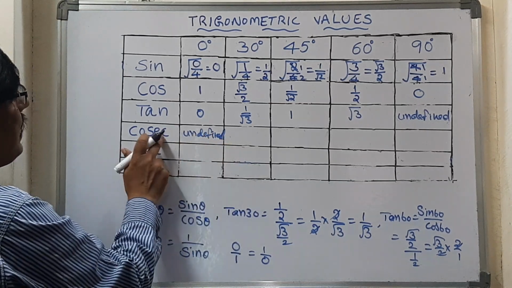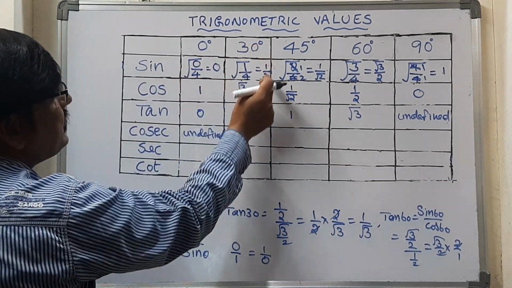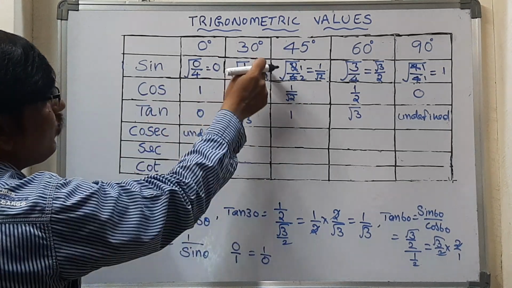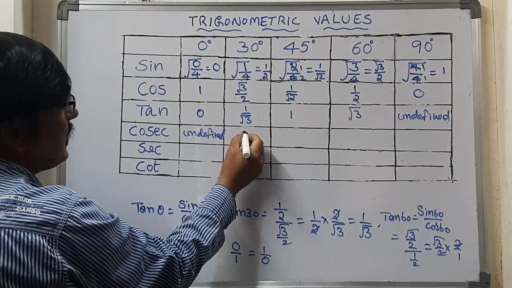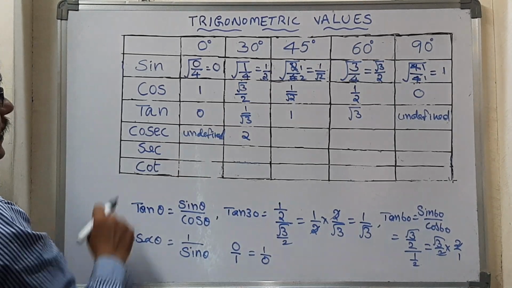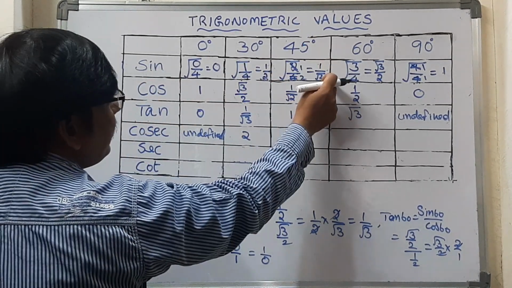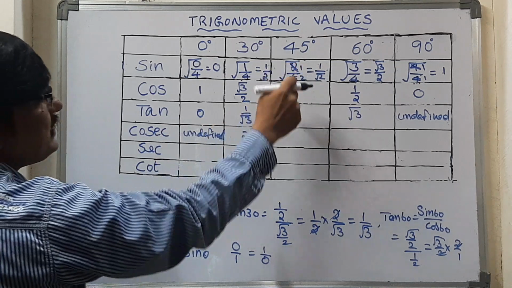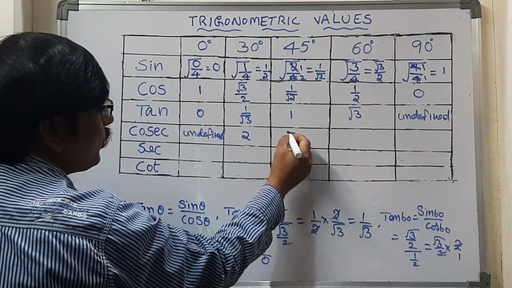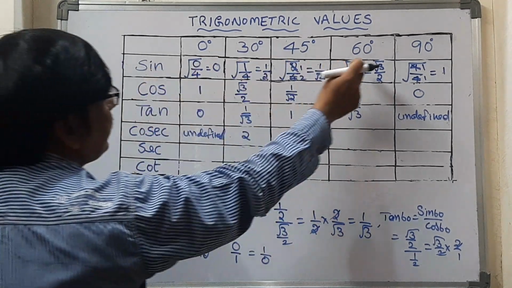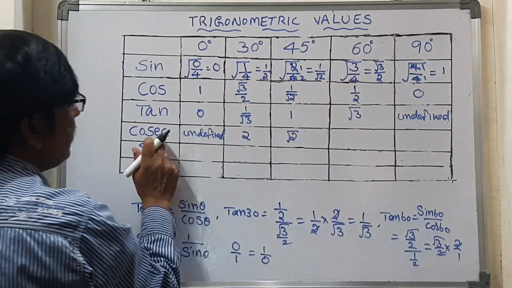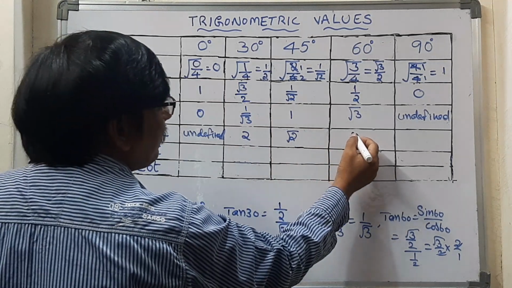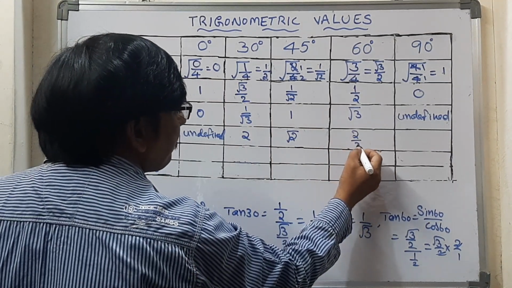What about the next one? Sin 30 is equal to how much? 1 by 2. The reciprocal is cosec theta, and so the reciprocal of 1 by 2 is 2 by 1, so we can take it as 2. The next, sin 45, what is the value? 1 by root 2. And its reciprocal is cosec theta, so the reciprocal is root 2. And sin 60 is root 3 by 2. So cosec 60 will be the reciprocal of sin 60, and that will be 2 by root 3.